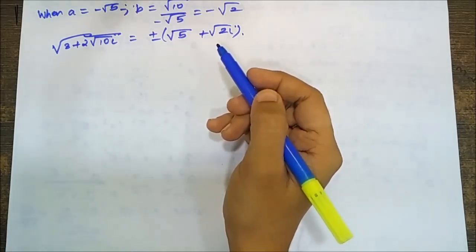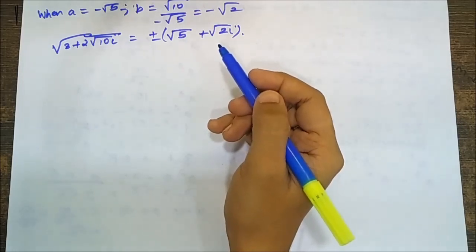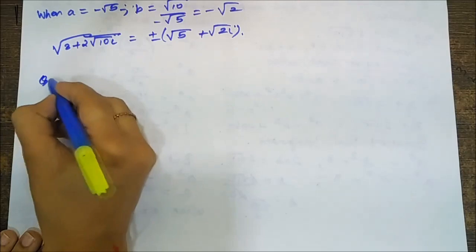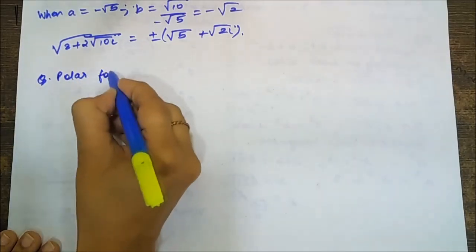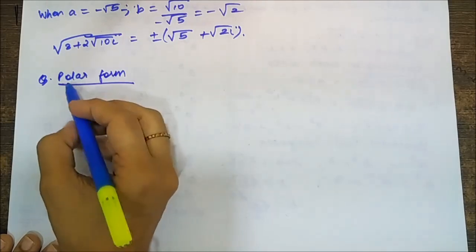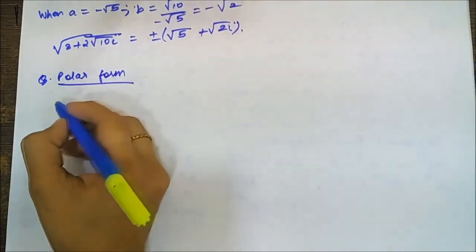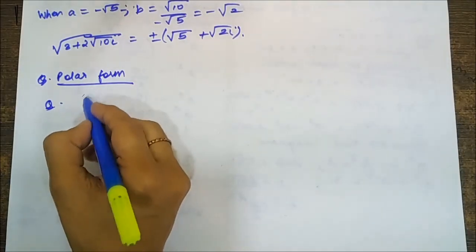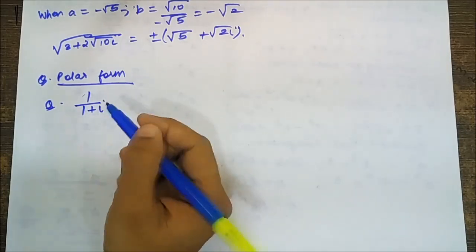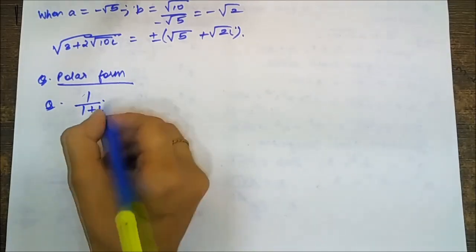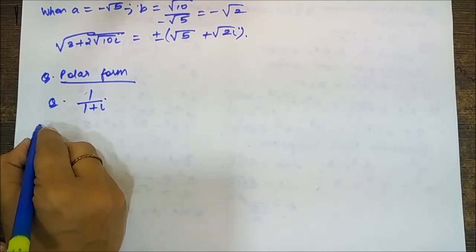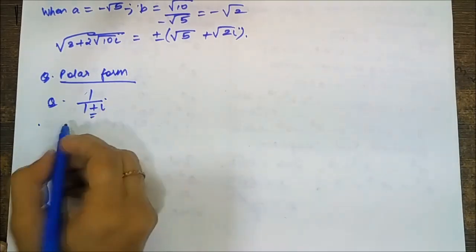Next, question on polar form. Question: 1 upon 1 plus i. Now first of all, we have to get it in the form of a plus bi. So rationalizing, or multiplying and dividing with the conjugate of the denominator.